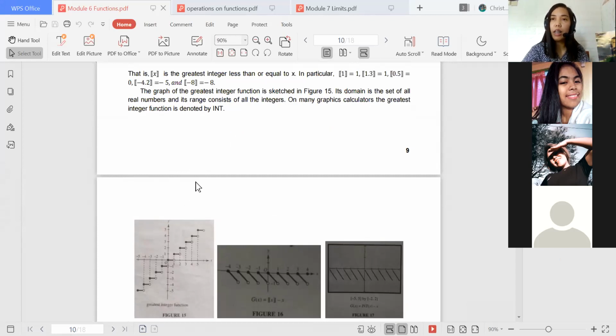Pero pagdating sa range, pag kinuha mo na, tulad nito, 1.3, it's rational. Okay? 0.5, it's rational. Pero pag kinuha mo na yung value niyan, nagiging integer lang. Kaya ang range ng greatest integer ay all integers or set of integers, positive and negative integers, including 0.